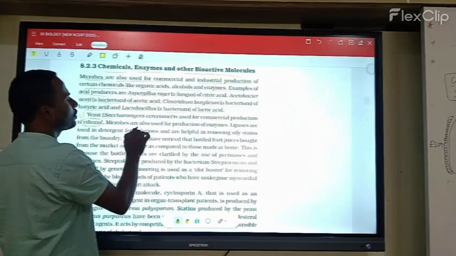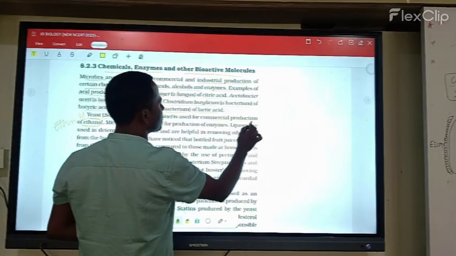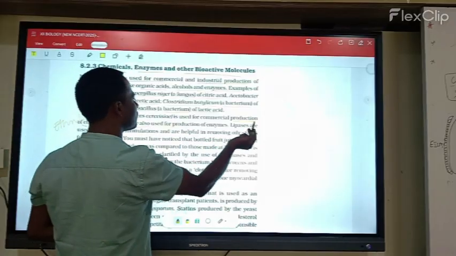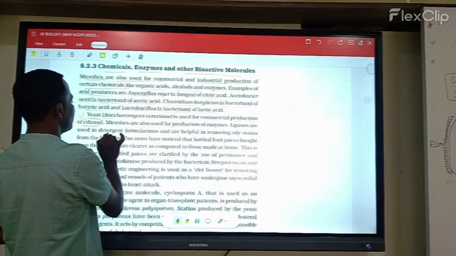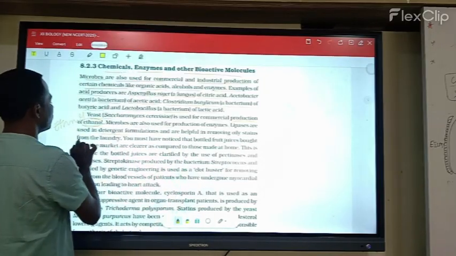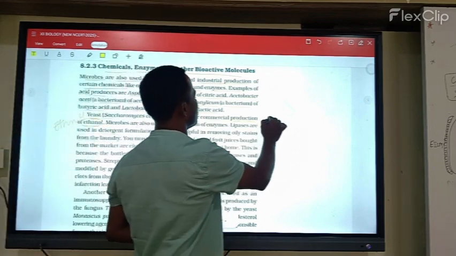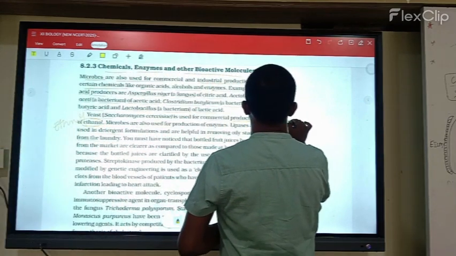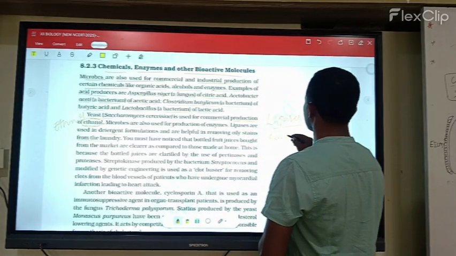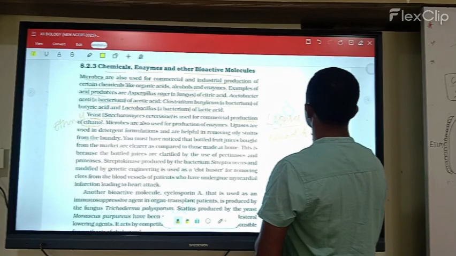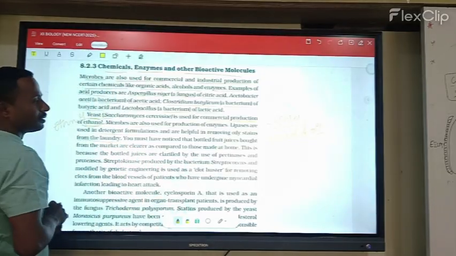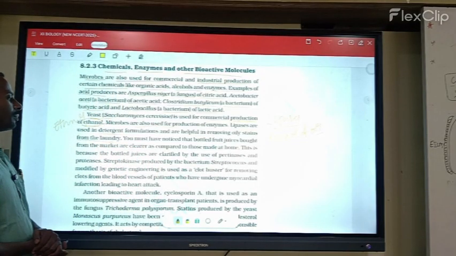Microbes are also used in the production of enzymes. Lipases are used in detergent formulations to remove oil stains from laundry.